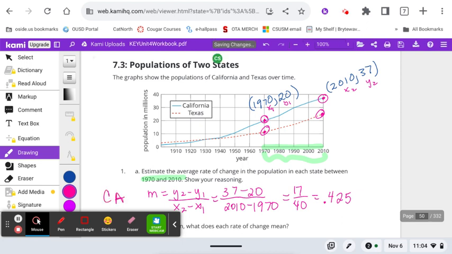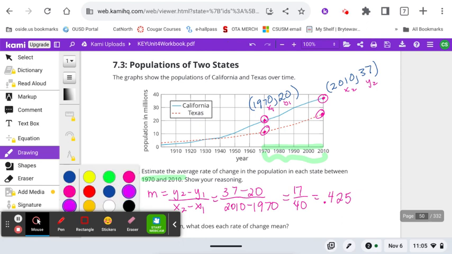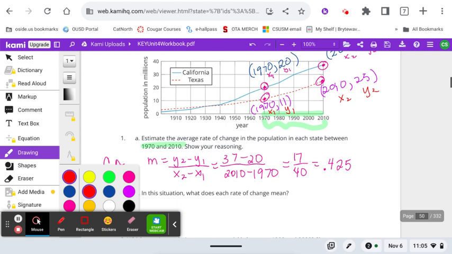All right, I'm going to go do the same thing right now for Texas, the dashed line. What does that look like? That point right there is at 1970, comma, it's above 10. Would you call that 11? And this one's at 2010, comma, I think it's landed in the middle that time, 25. Now I have my X1, my Y1, my X2, my Y2, so I can get the rate of change by using the average rate of change formula.